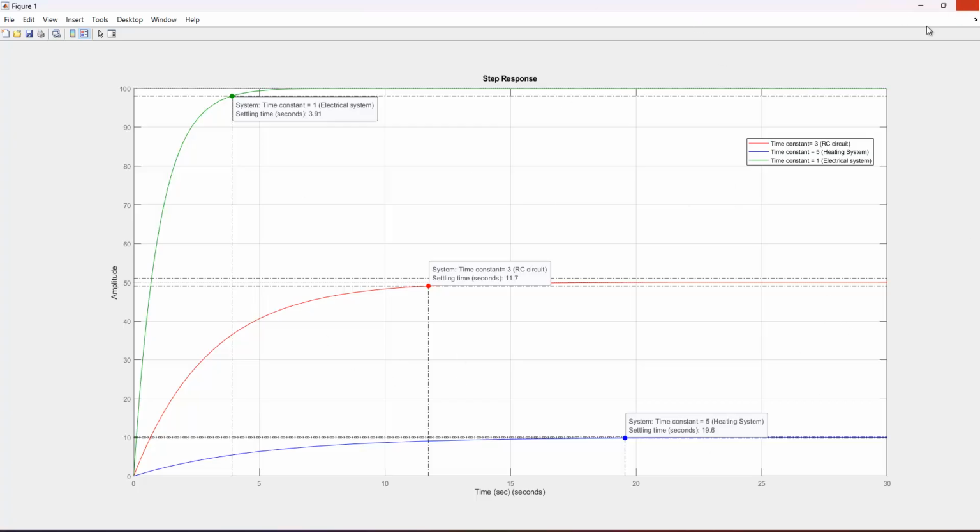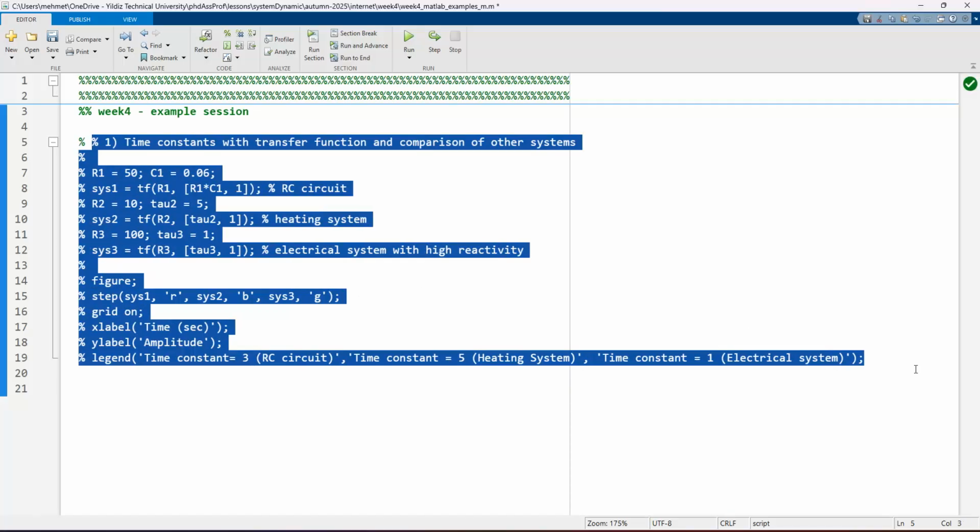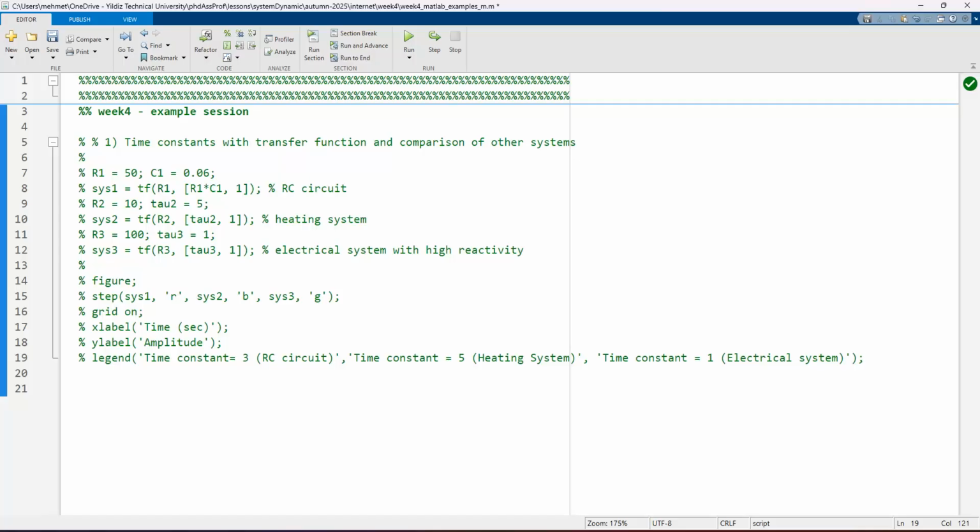So this is our first example. In the second case, we need to talk about the natural frequency comparison and its effect on the system. First of all, we need to define the mass spring damper system, just like this one.